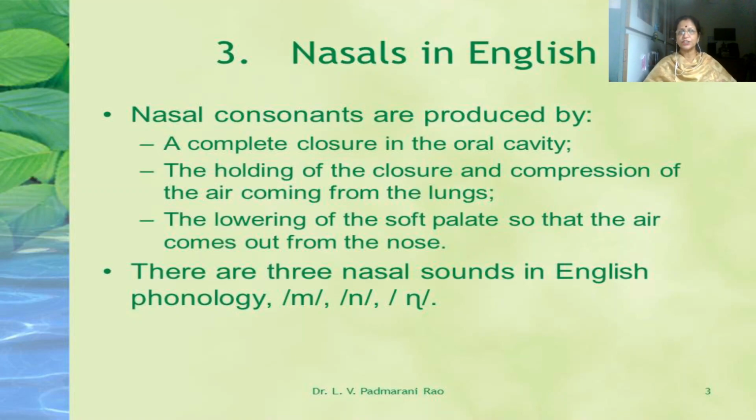For the production of ch, ch, j, j, the tongue is involved and the palate as well as the teeth ridge are involved. So they are palato-alveolar sounds, oral. But the last sound that is produced after ch, ch, j, j, is again a nasal sound.